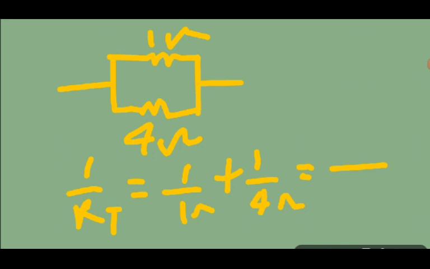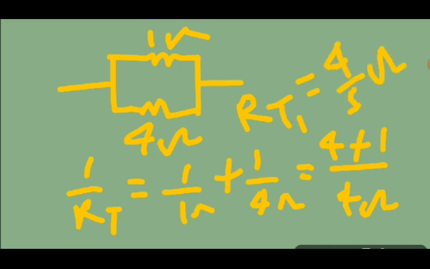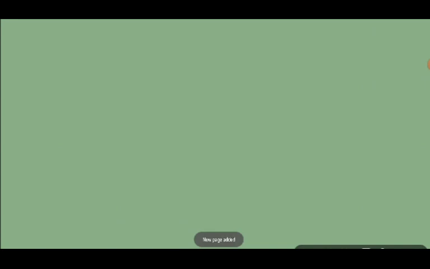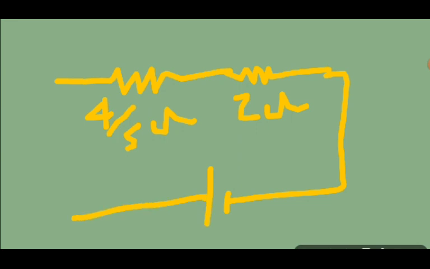Common denominator, we have 4 plus 1, so this is equal to 5 over 4. R total is equal to 4 divided by 5 ohm, or 0.8 ohm. So this one, which is 4 over 5, is connected with the second resistor. The second resistor is given, which is 2 ohm, and they are connected with the source. The source is also given, which is 40 volts.